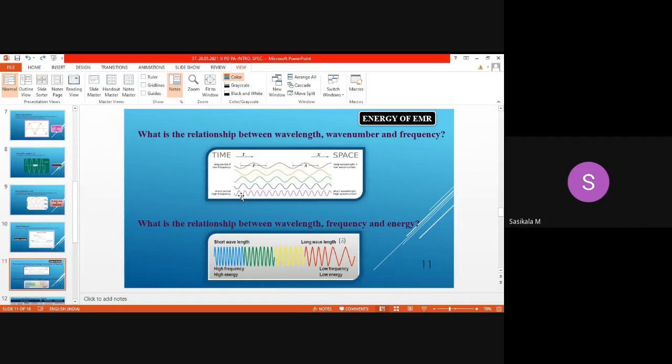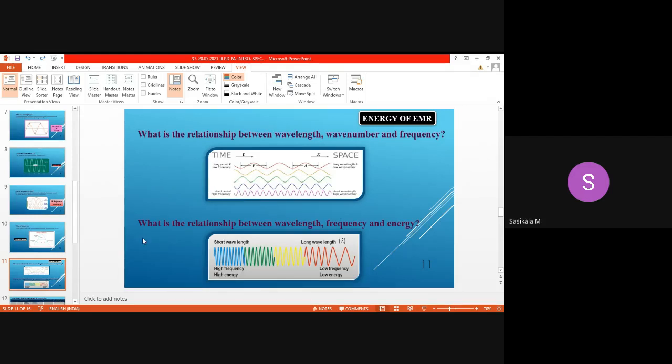So here it is inversely proportional. Wavelength is inversely proportional to wave number and frequency. Understood this relationship now? So wavelength is opposite to wave number and frequency, where wave number and frequency are directly proportional to each other.